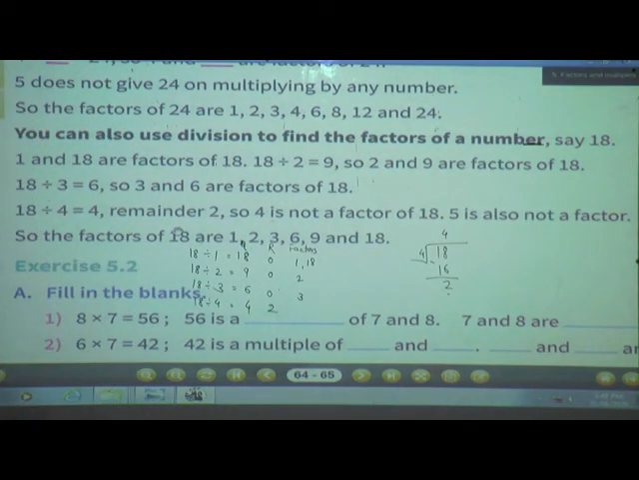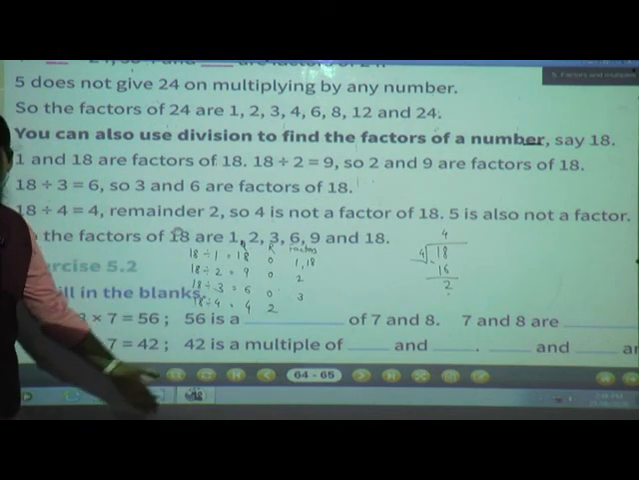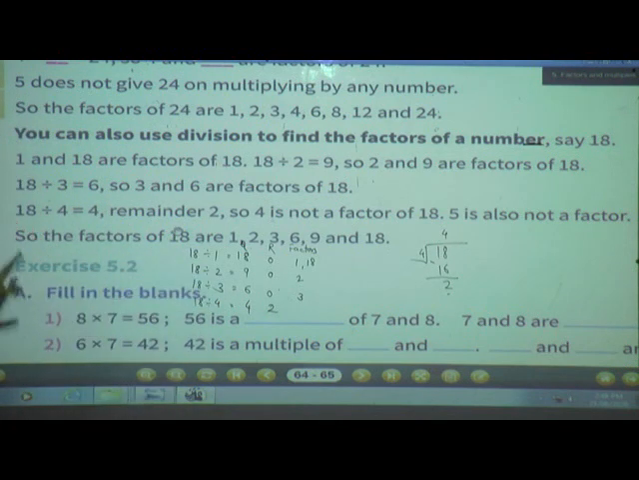Are you getting it? In the same way, when you divide by 5, a remainder will be there, so that will not be a factor of 18. When you divide by 6, you get the remainder 0. So at that time that number is a factor of 18.